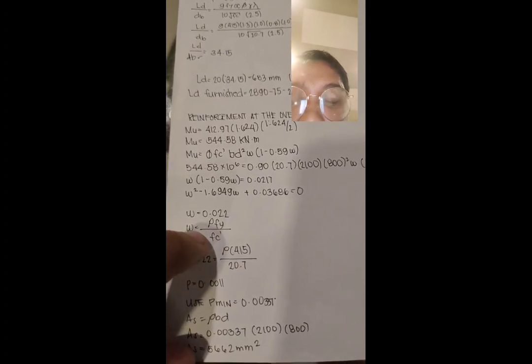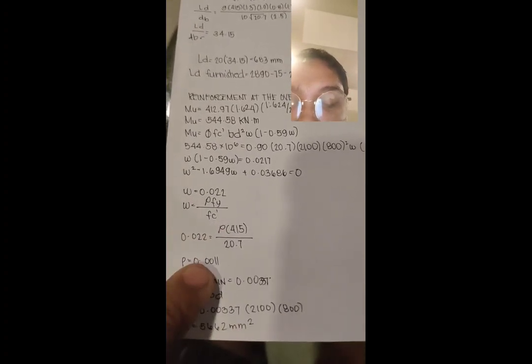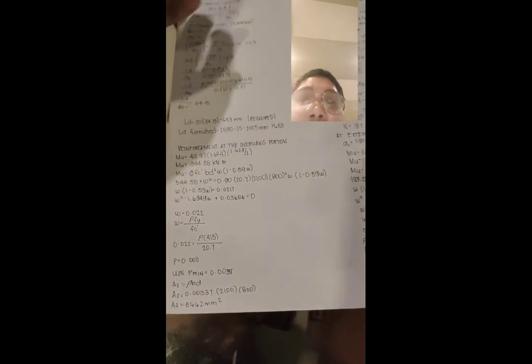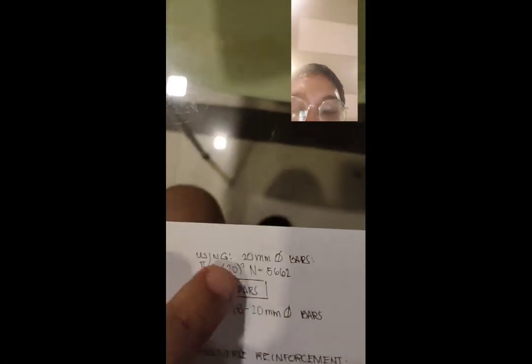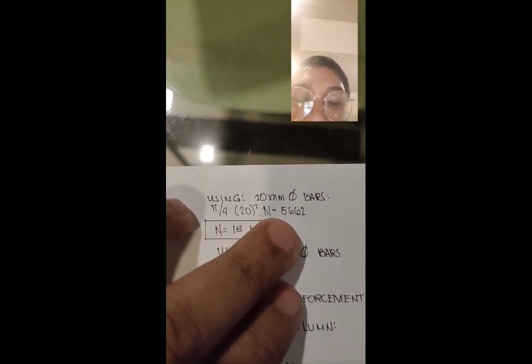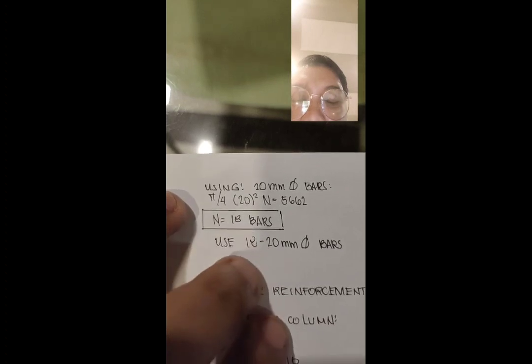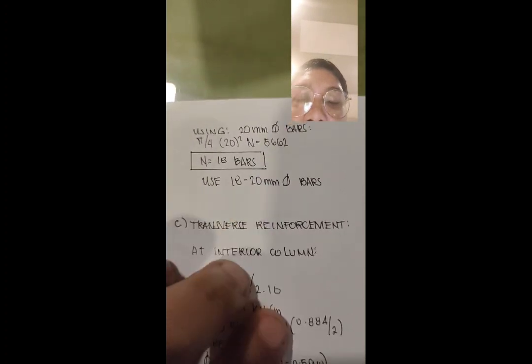And to get the rho, this is the formula of w. Substitute again, and we get the value of rho of 0.0011. Use rho min of 0.00337 because it is larger, so it is safer. As is equal to rho bd, the area of steel is 5662 mm squared. Using 20 mm diameter bars, pi over 4 times 20 squared times N is equal to 5662. The N is 18 bars. So, therefore, use 18 24 mm diameter bars. That is the answer to B.